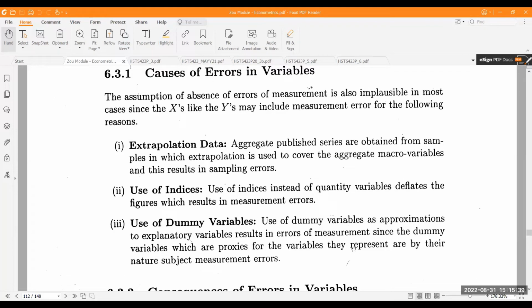Another cause is the use of indices instead of quantity variables, which deflates the figures and results in measurement errors. Then, use of dummy variables as approximations to explanatory variables results in errors of measurement, since the dummy variables, which are proxies for the variables they represent, are by their nature subject to measurement errors. So these are the three causes of errors in variables: extrapolation of data, use of indices, and use of dummy variables. We'll go into details of some of these.